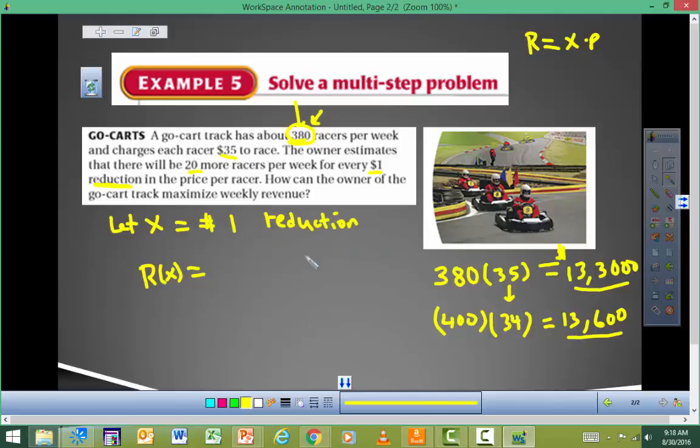So this is the equation we've got to deal with. Our starting amount was this. And what we do is we gain 20, right? So here's what I want to write. I start out with 380. And remember, every time I reduce the price $1, I gain 20. So I'm going to say plus 20x. Okay, does that make sense? That's my new amount. Now, how's my price going? My price is going down by $1 each time, right? So I started out with $35, and I'm subtracting x. You see?